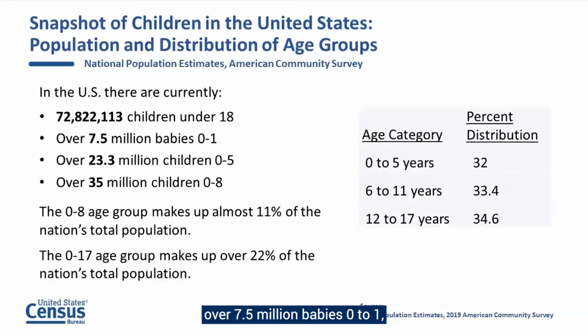So there are over 7.5 million babies, 0 to 1, over 23.3 million children, 0 to 5, and over 35 million children, 0 to 8. And that 0 to 8 age group makes up almost 11% of the nation's total population. The 0 to 17 age group makes up over 22% of the nation's population.